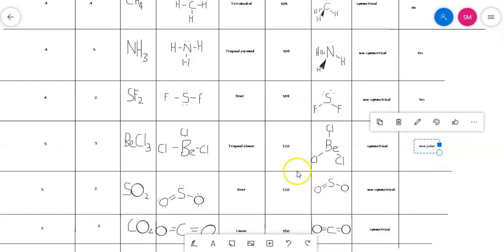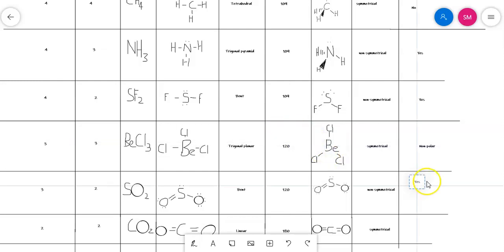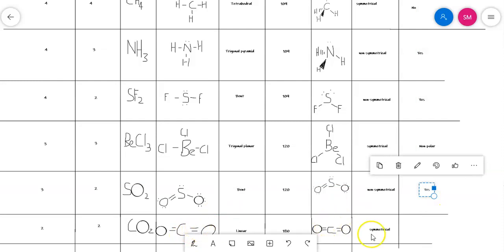And we'll keep going. This one has polar bonds again, and it is non-symmetrical, so this molecule overall is polar. And then carbon dioxide, that has got polar bonds, but they are arranged symmetrically around the central atom, so this carbon dioxide is non-polar.